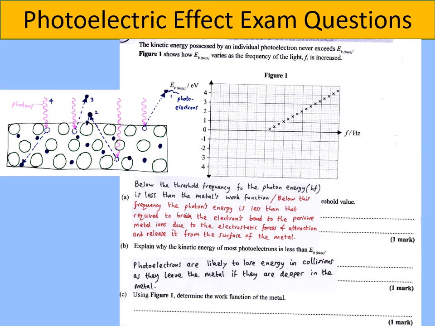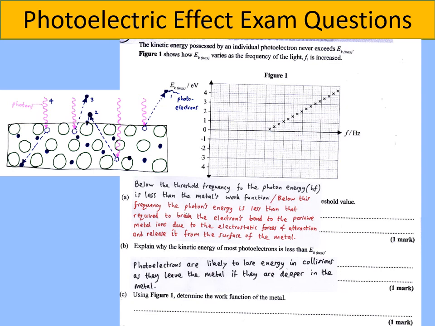Now, if you look at electron 4, it's on a different story. It gains enough energy to escape, but is moving in the wrong direction and is therefore absorbed by the metal. Okay, so that's why you can see there that out of the 4 electrons I've shown, only 1 emerges with the Ek max. All right, so that's just a bit more of an understanding and background behind why the kinetic energy of most photoelectrons is less than Ek max.